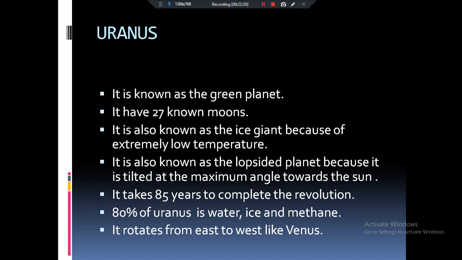There are a total of 27 known moons of Uranus. It is also known as the lopsided planet as its inclination towards the sun is maximum. It is more than 90 degrees tilted towards the sun. It has very low temperature. And also, in all the Jovian planets, it is believed that there may exist water and ice because of the very low temperature, and also they have a gaseous surface unlike the terrestrial planets.